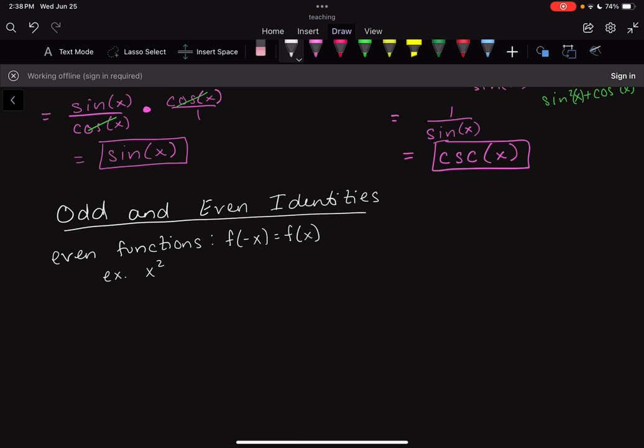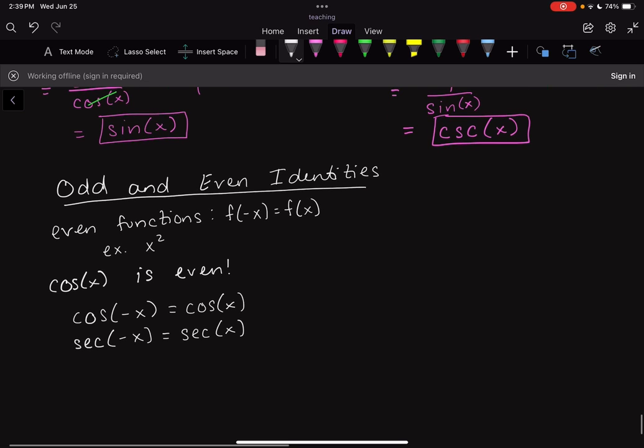What we will find is that cosine and its reciprocal secant are even functions. So cosine x is even. Now what this means is that cosine of negative x is the same thing as cosine of x. Also, its reciprocal secant. Secant of negative x is the same as secant x. And we're going to do odd on the other side.